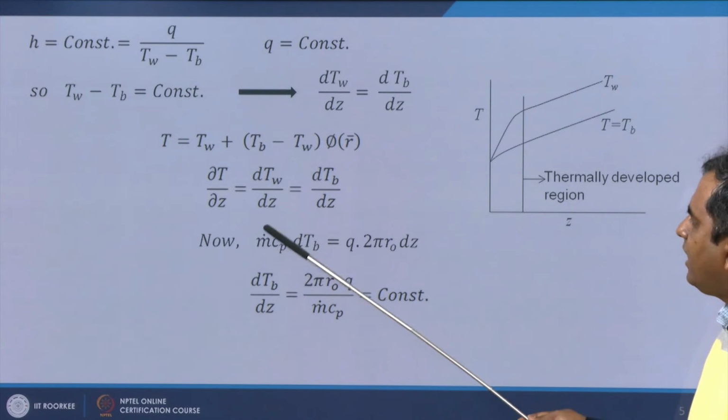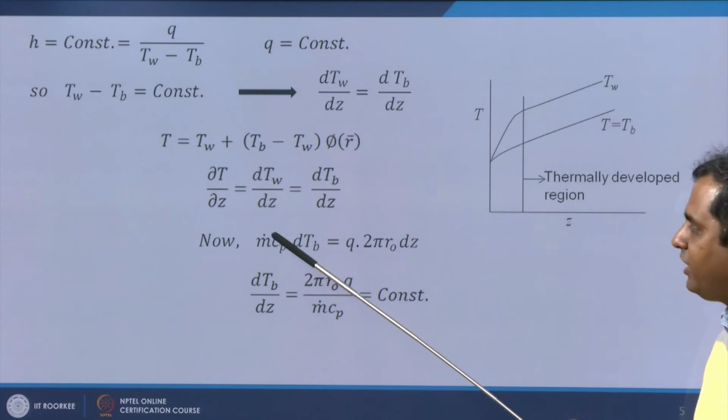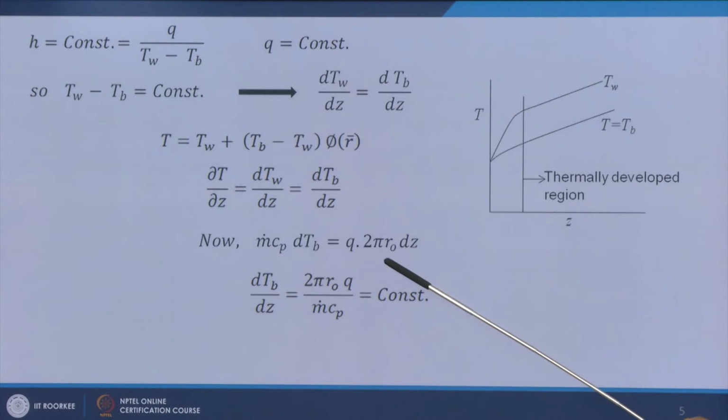So let us say m dot is the mass attached with the pipe wall, so that is taking the heat from the pipe. So m dot into Cp into dTb is equal to Q into 2 pi r into dz, which is the area through which the heat is being supplied. 2 pi r naught is the perimeter multiplied by dz in which the heating coil is wrapped. So if we do this kind of balance, then we can find out dTb by dz is becoming 2 pi r naught Q by m dot into Cp.